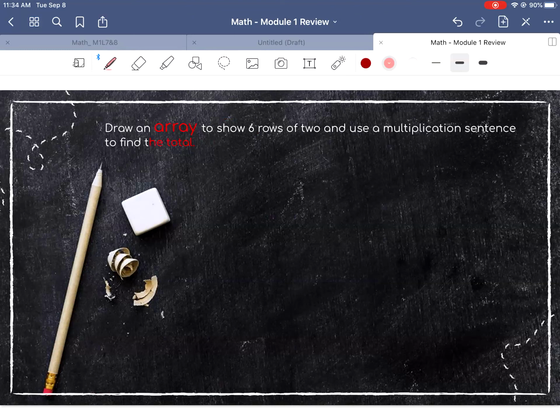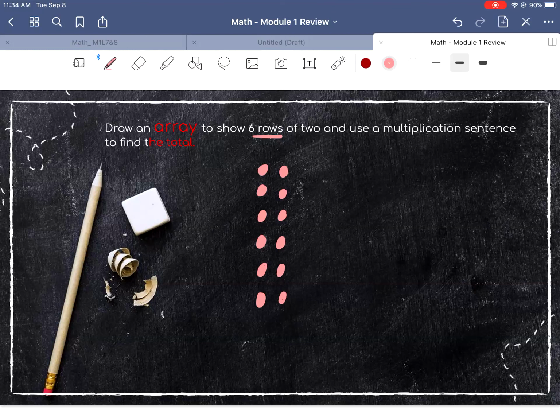Draw an array to show 6 rows of 2 and use a multiplication sentence to find a total. Once again, this question is about drawing an array. I'm going to draw 6 rows first. And how many dots do I need to draw in each row? I have to draw 1 more, like this. And this is my array.